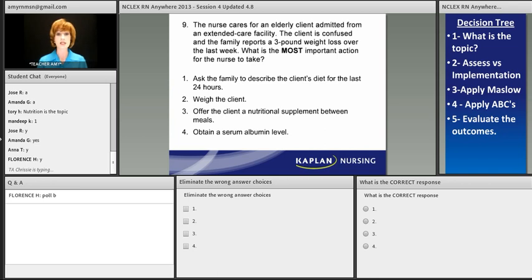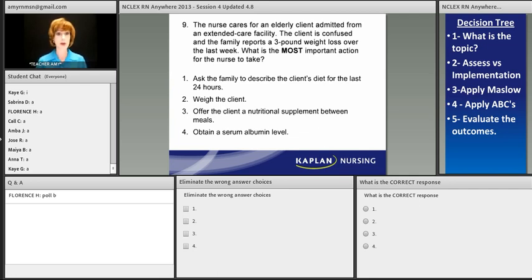So what is most important? We're going to be looking at priority. Let's do step 2 of the decision tree. Ask the family to describe the client's diet for the last 24 hours is an assessment. Number 2, weighing the client is an assessment. We're gathering data. Number 3, offering the client a nutritional supplement between the meals is an implementation. And number 4, obtain a serum albumin level. We're gathering data, so that's an assessment. So we've got a mix.